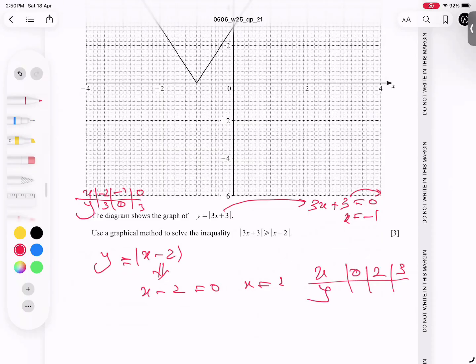You can take any number. When I plug in 0 in this place, I got a negative 2 modulus, and the modulus of negative 2 will be positive 2. I think the idea is clear. When I plug in 2 here, it gives us 0. When I plug in 3 here, I got a 1.